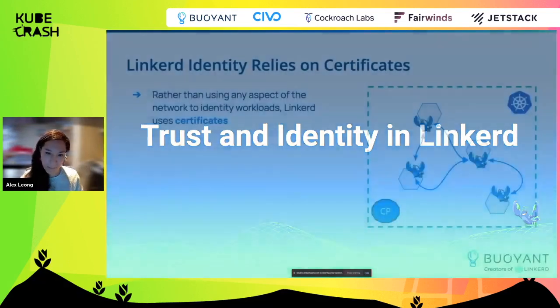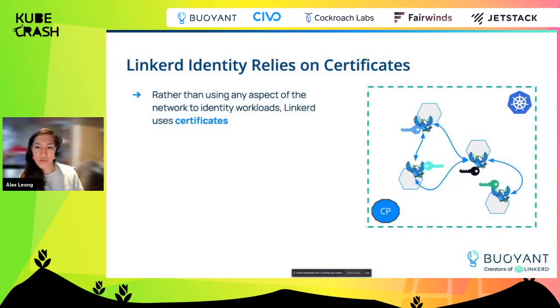How does it work? We've been talking a lot about identity, saying that when two pods communicate with each other, they need to know who the other one is, what the other's identity is. Well, what do we mean by identity in this context? When we're talking about identity in the context of a service mesh, we're talking about a cryptographic identity, which is represented by a certificate.